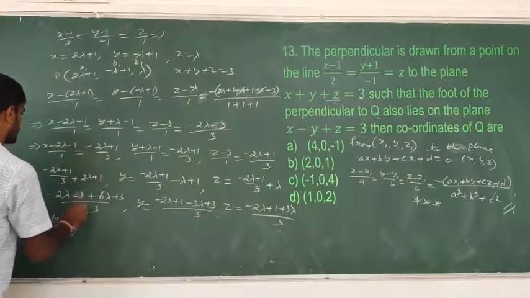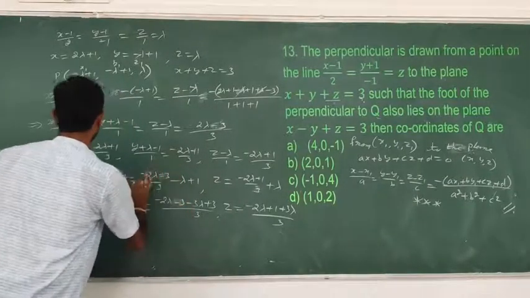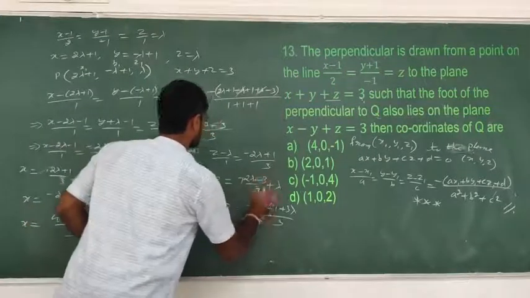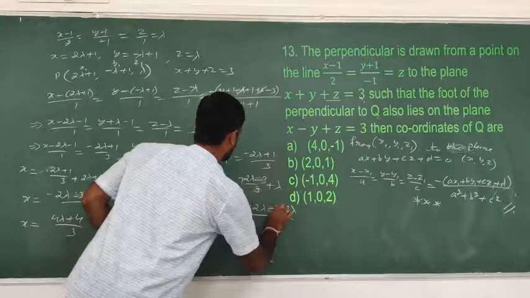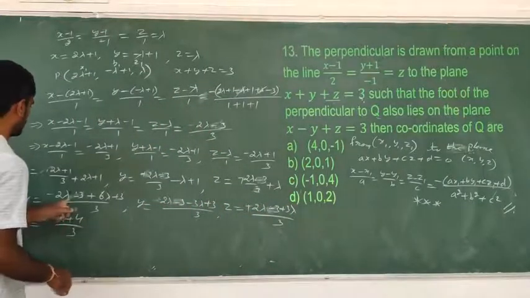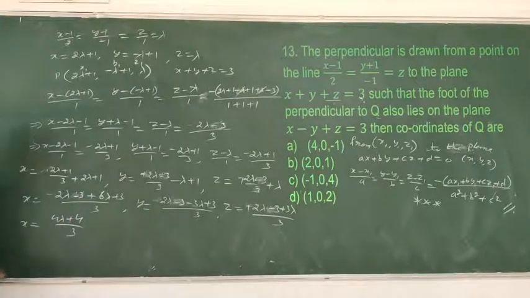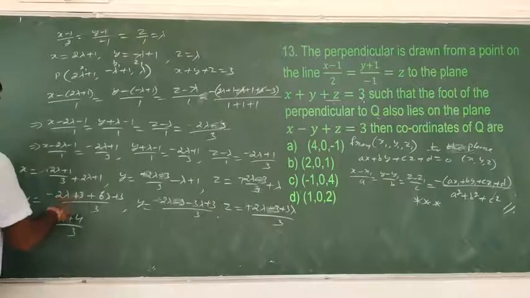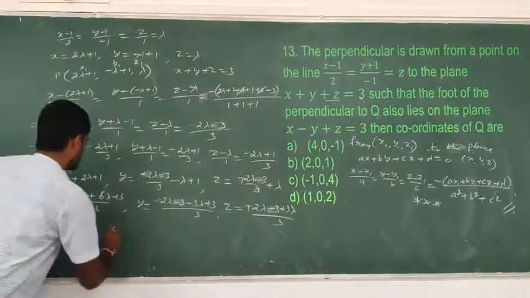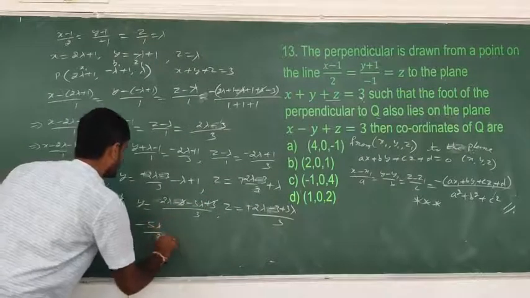Calculate it. This will become minus 3, this also becomes minus 3, this also becomes minus 3. So this is plus, plus, this also plus, this is minus 3 and this is plus, this is minus 3. Calculate that. So 6 lambda minus 2 lambda is 4 lambda, then this will become plus 3 plus 3 is 6. Then y is equal to plus 3 minus 3 cancels, minus 5 lambda divided by 3.